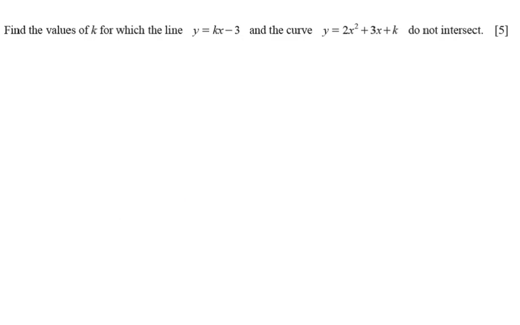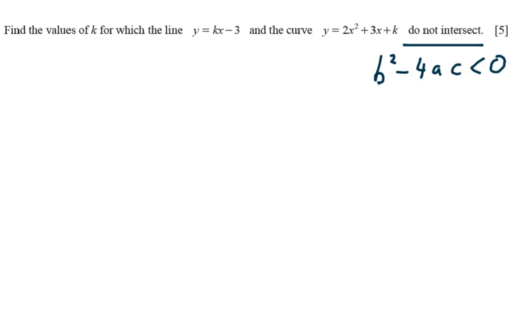Find the values of k for which the line y equals kx minus 3 and the curve y equals 2x squared plus 3x plus k do not intersect. The keyword of this question is do not intersect. When we have this keyword, we know that it is related to the discriminant value, which is b squared minus 4ac. When two graphs do not intersect with one another, we say that b squared minus 4ac is less than 0. Hence, we need to find out what the a, b, and c values are.